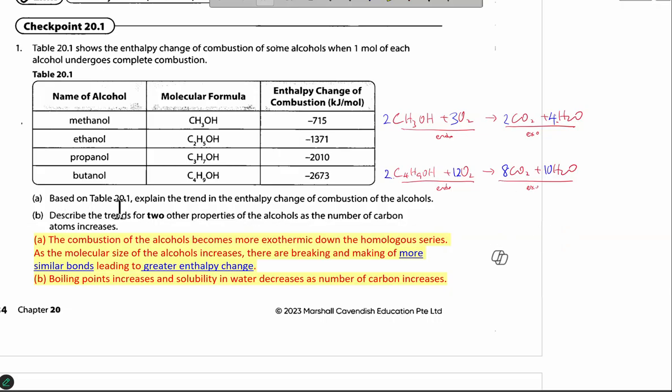So next one. Describe the trends for two other properties of alcohol, which is of course mentioned in the notes earlier, which is the boiling point increases down, obviously. This is not mentioned, but this is a data question, so you just need to analyze and think of enthalpy change to explain. The one memorized one is melting point, boiling point increases, as well as solubility decreases. Remember, we mentioned that alcohols are very soluble if it's a small molecule. As it becomes a larger molecule, the alcohol is not that soluble. Solubility decreases.